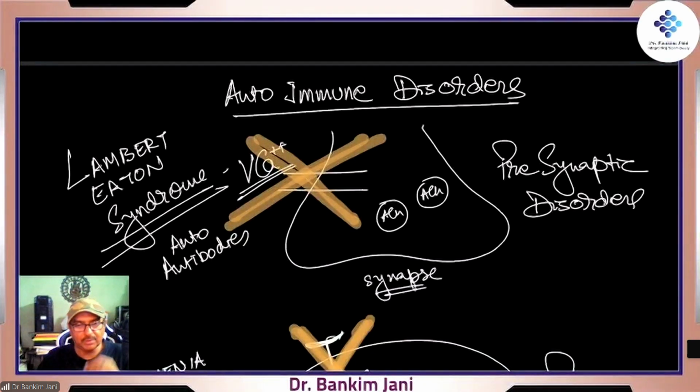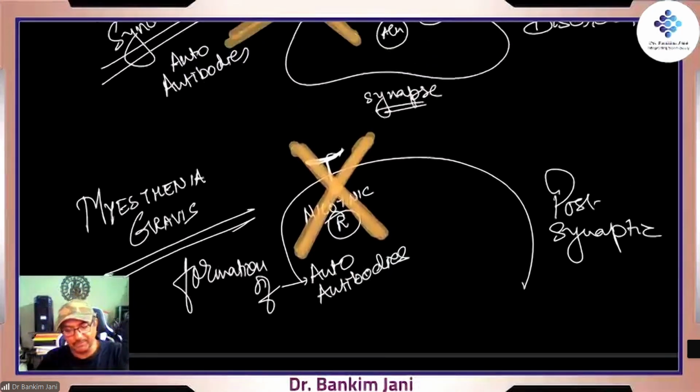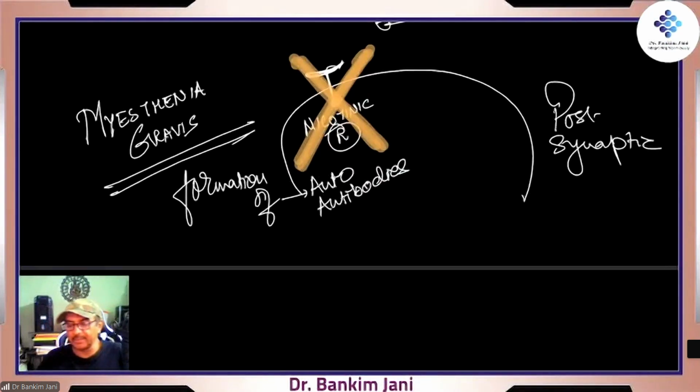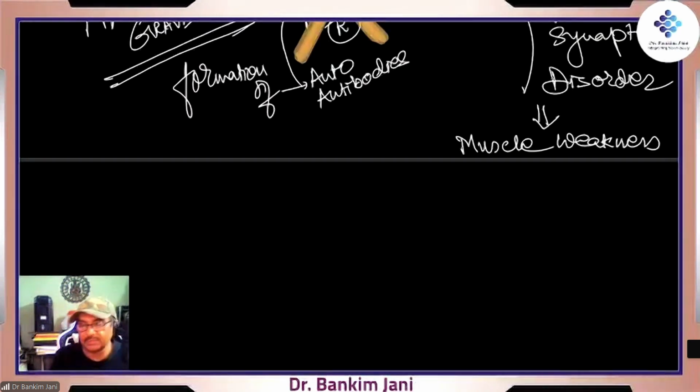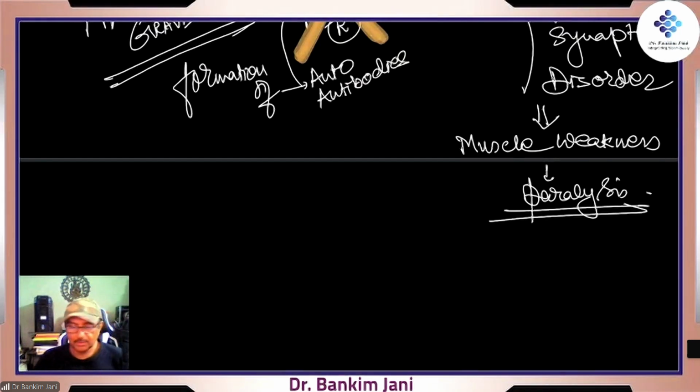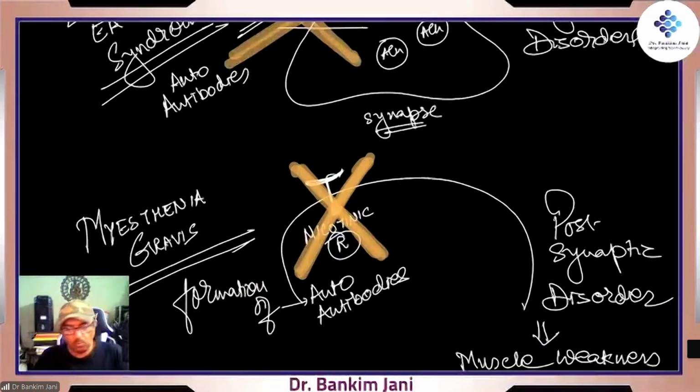In both cases, the final thing is muscle weakness. In one case it is a presynaptic disorder, and in the other case it is a postsynaptic disorder, right? So what would be the final effect? Well, the final effect would be muscle weakness, which keeps on getting worse, and then goes into the state of paralysis.